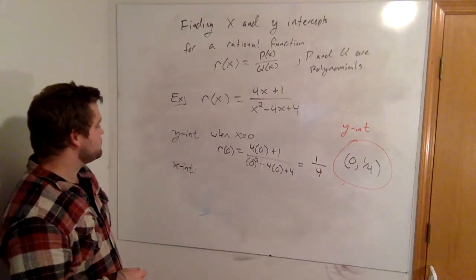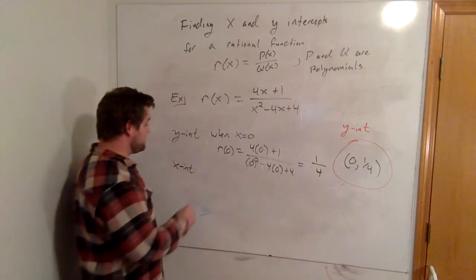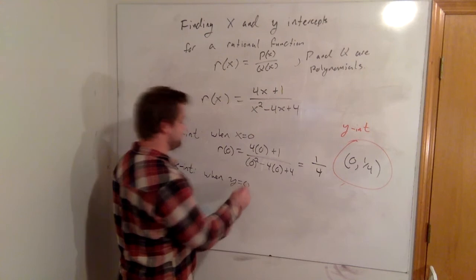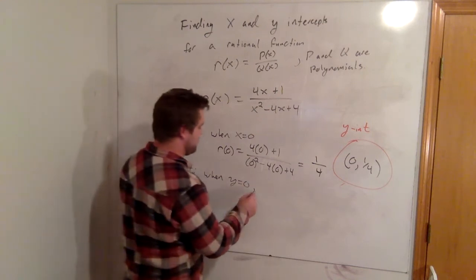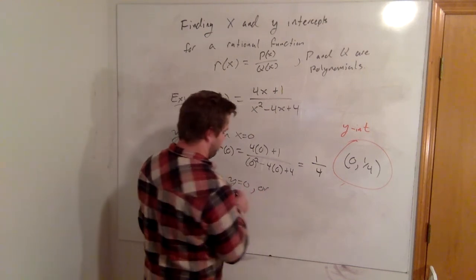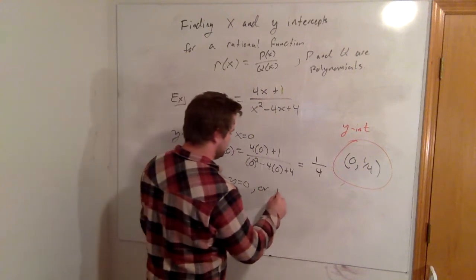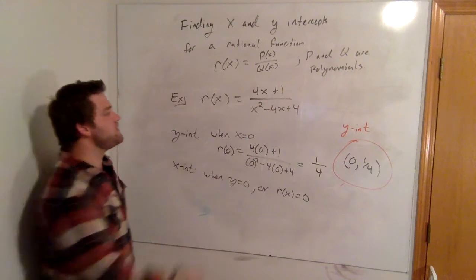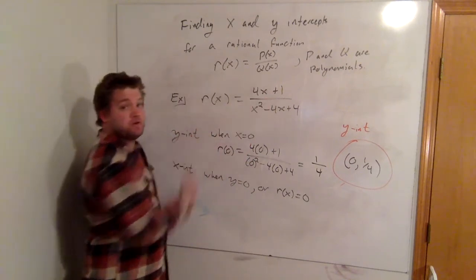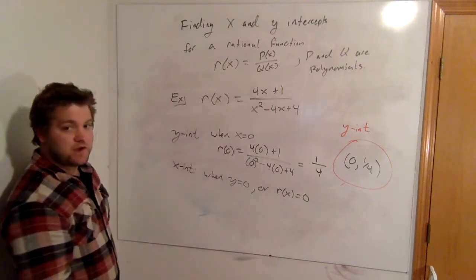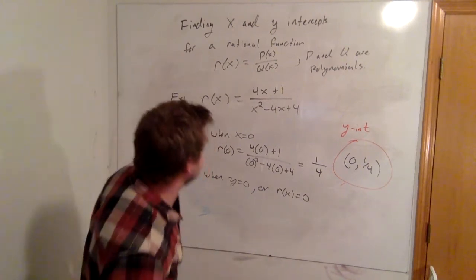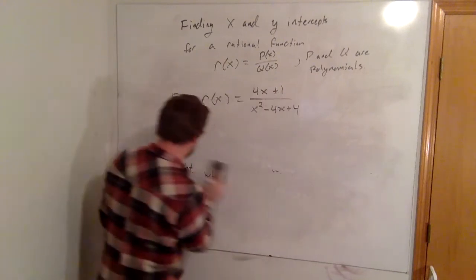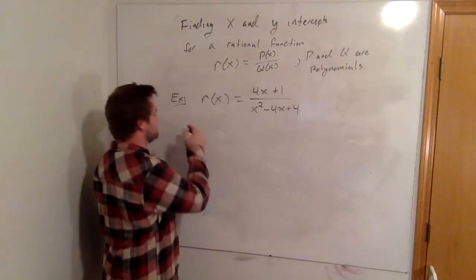When we're trying to find our x-intercept, this is when y equals 0. This is when the output is 0, or y and r of x are the same thing. This is when r of x is equal to 0. I want to know what values of x give me an output of 0. Okay, so how are we going to do this? I'm going to leave ourselves a little bit of room here, go up here a little bit. So we're trying to find our x-intercept.